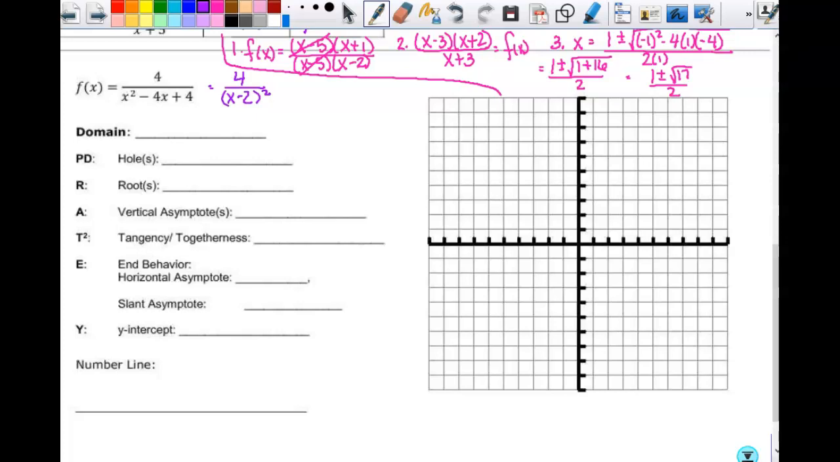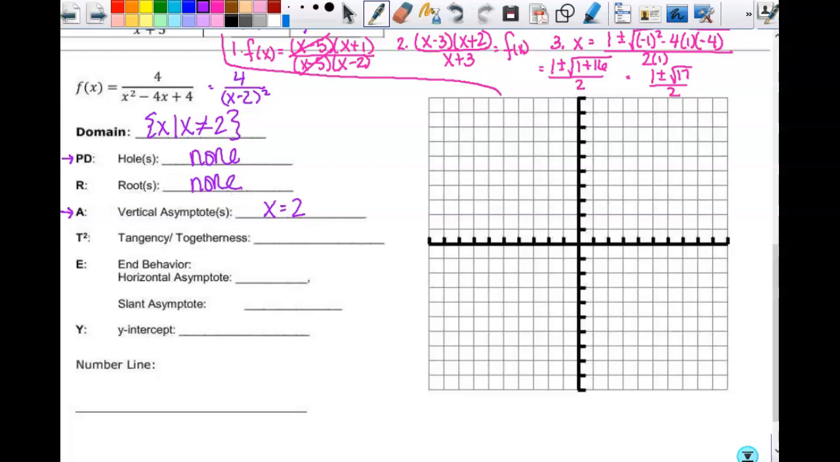So we have this. So our domain. Well, do you have any holes? No, we don't have any holes. The only thing that affects your domain are your holes and your vertical asymptotes. Do we have vertical asymptotes? Yes. X equals 2. Which means your domain is the set of all x's such that x cannot equal 2. My roots come from the numerator. There are none.